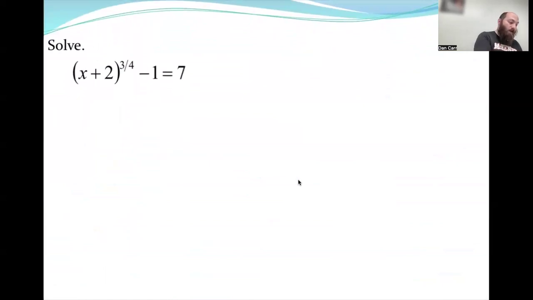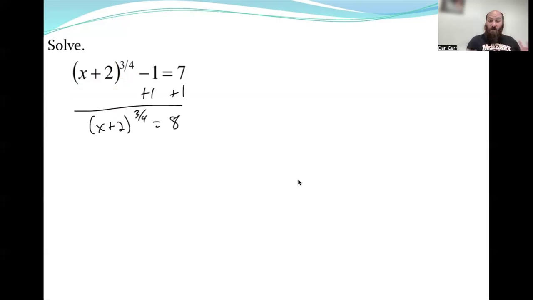Now, in this case, we want to get this completely by itself, that way I can undo my radical. So before I do that, let's get rid of the -1. That's going to be x plus 2 to the 3/4 equals 8. From here, same idea. We're going to raise the left side to the reciprocal, so 4/3. That means 8 is also raised to the 4/3 power.